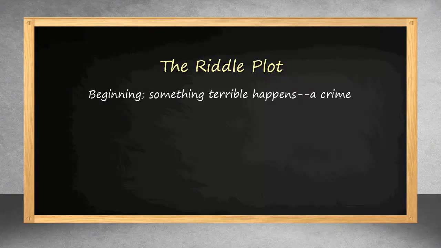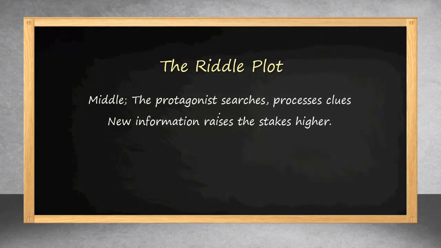There's a dead body, a bank is robbed, someone's hurt, and there's a mystery that is begging to be solved. The second stage is the processing, the going down dead ends, gathering information, sending out feelers, coming against obstacles. But as the story progresses, they get closer and closer to the truth, to finding out who really done it. And at the same time, the stakes get higher.